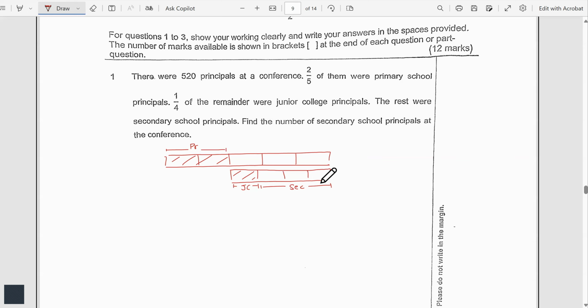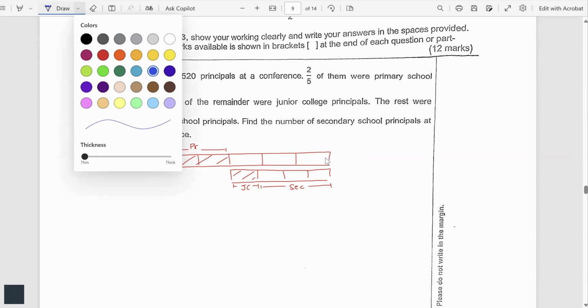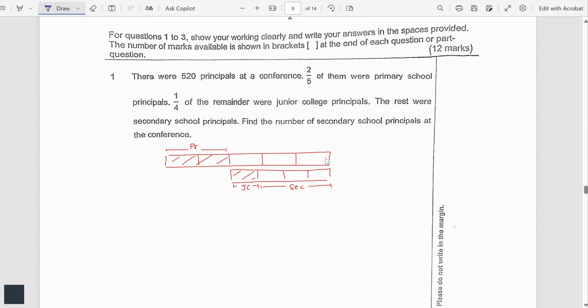They represent the same thing, so I want to make it the same number of units. So common multiple of 3 and 4 gives us 12. So let's make it into 12 units. This will be 4 each. And the bottom one will be 3 units each. Okay, so now that I have 12 units for the remainder, top and bottom, I will label this 4 units as well.